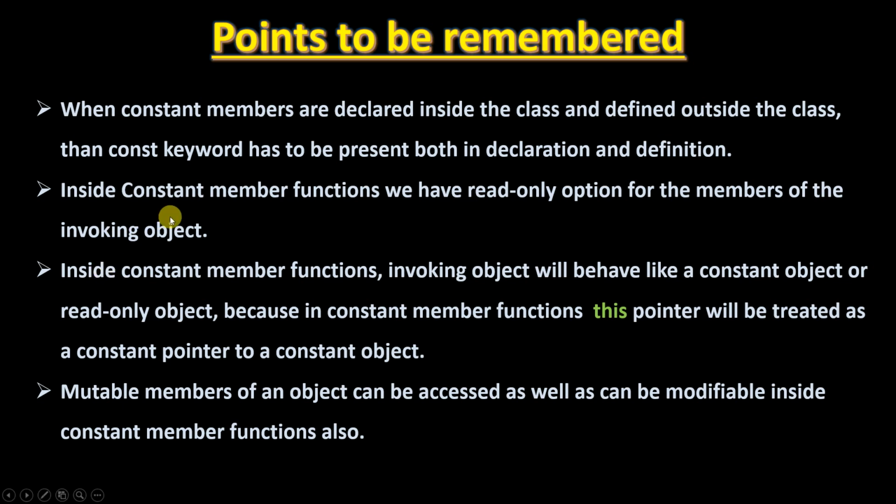Okay, so inside constant member functions we have a read only option for the members of the invoking object. Why is it read only? Because inside constant member functions, the invoking object will behave like a constant or read only object, because in constant member functions the this pointer will be treated as a constant pointer to a constant object. So that is the reason we cannot modify it. And we can access static data members inside the constant member function, and we can also modify static data members inside the constant member functions.